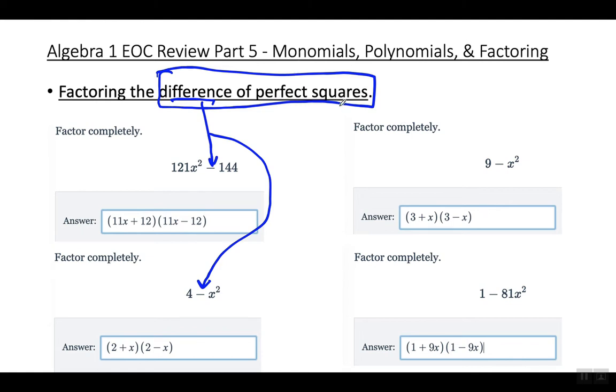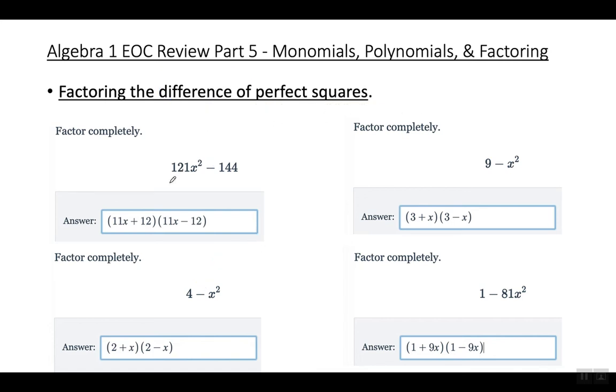Perfect squares are numbers that when you get the square root of them, you get a whole number. For example, 16 is a perfect square, 25, 36, 49, 64, 81. But to do this, you need to know your timetables. The square root of 121 is 11, the square root of x squared is x, and the square root of 144 is 12.